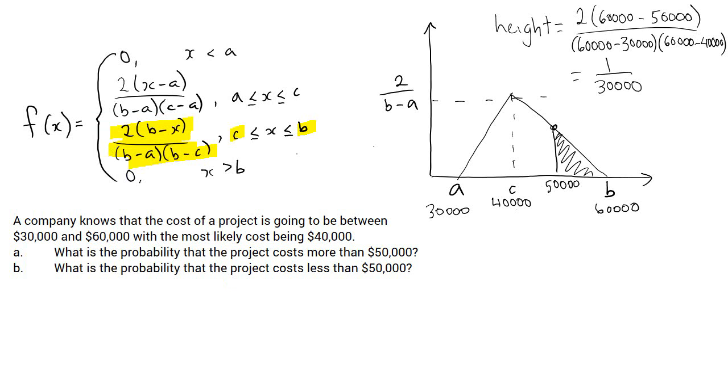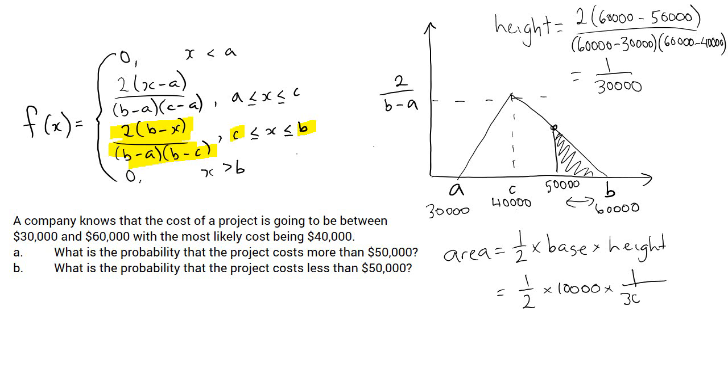Now that we know the height, we need to work out the area. The area of a triangle is just a half times the base times the height. Now we know the height is 1 over 30,000, and the base is just the width here, which we can see is 10,000. 10,000 times 1 over 30,000 gives us 1 over 6. So that is the answer to part A.